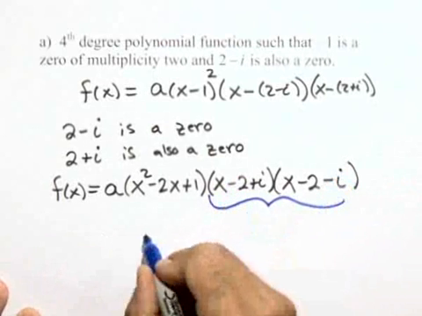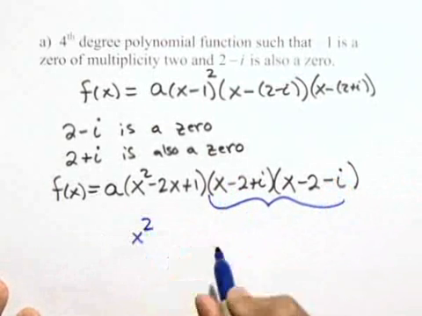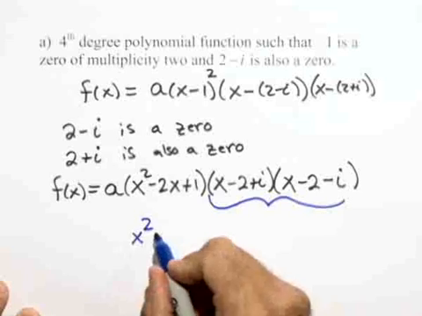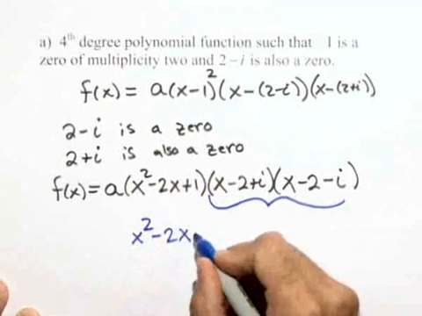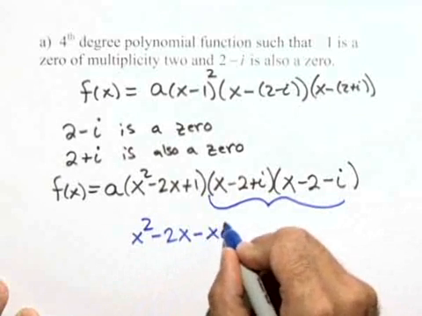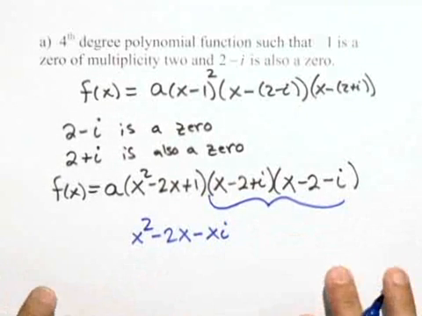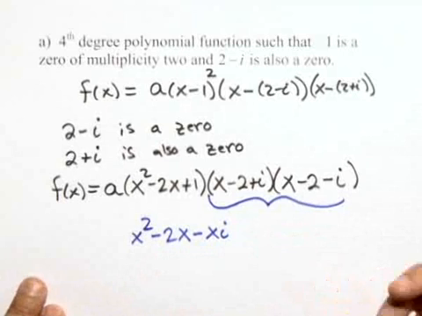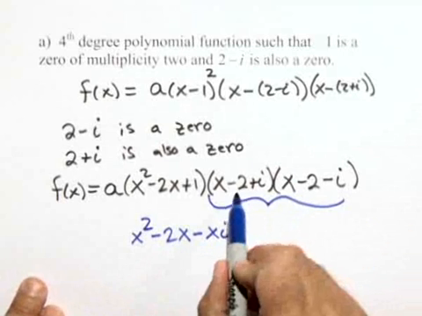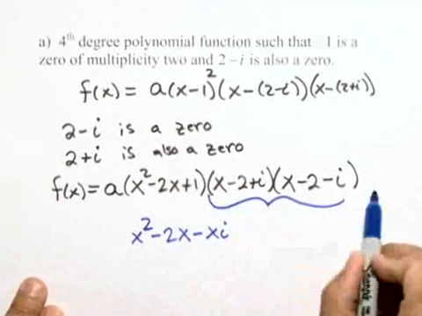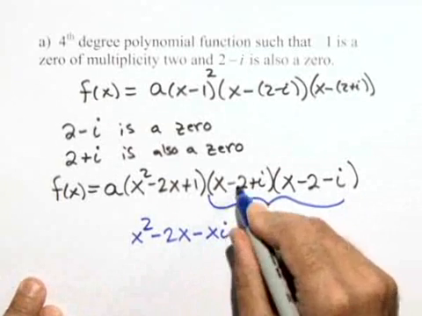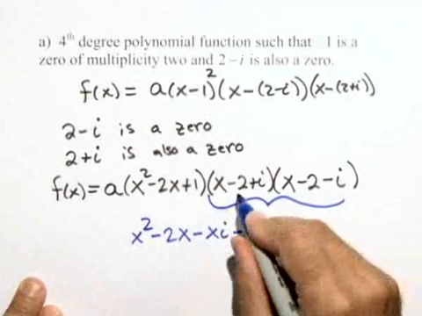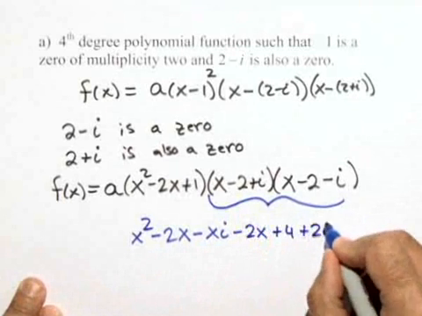So let's just multiply the last two factors together. x times x is x squared. x times negative 2 is negative 2x. And x times negative i is negative xi. Again, go very slow through this whole process. It's very easy to make a mistake. Now we'll take the negative 2 and distribute it through the final factor. That gives us negative 2x plus 4 plus 2i.